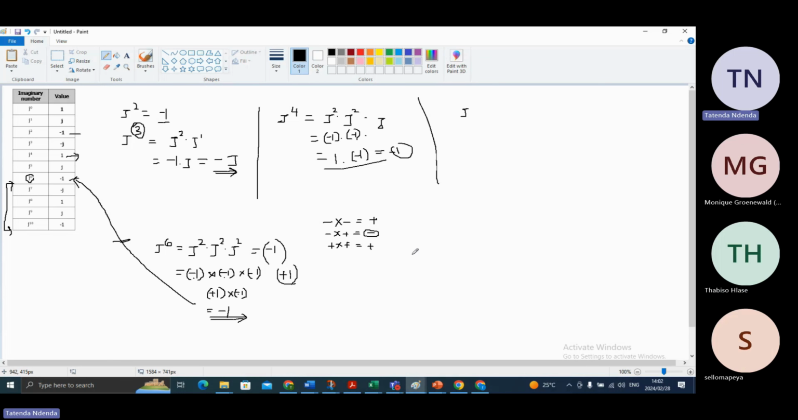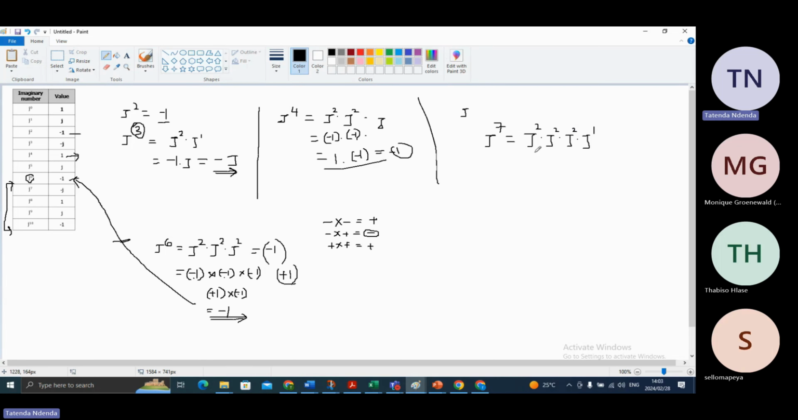Yes. So, please do the one for J7. Okay, so now we're having J7, right? Which is equivalent to J squared multiplied by J squared multiplied by J squared multiplied by J to the power of 1. So if we say 2 plus 2 is 4, 4 plus 2 is 6, 6 plus 1 is 7, right?